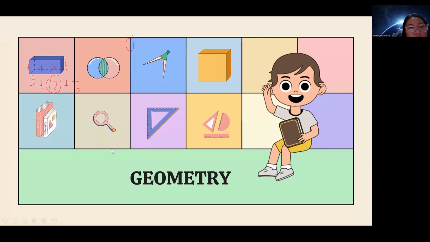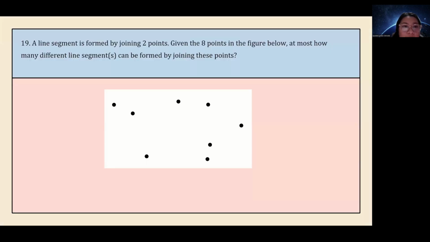Okay, now let's go to number 19. And this is already in geometry. Okay, so in geometry, you will be dealing with a lot of figures. Okay, so most basic figures would be the line segments and the number of cubes and also the points. Okay, so number 19. A line segment is formed by joining 2 points.